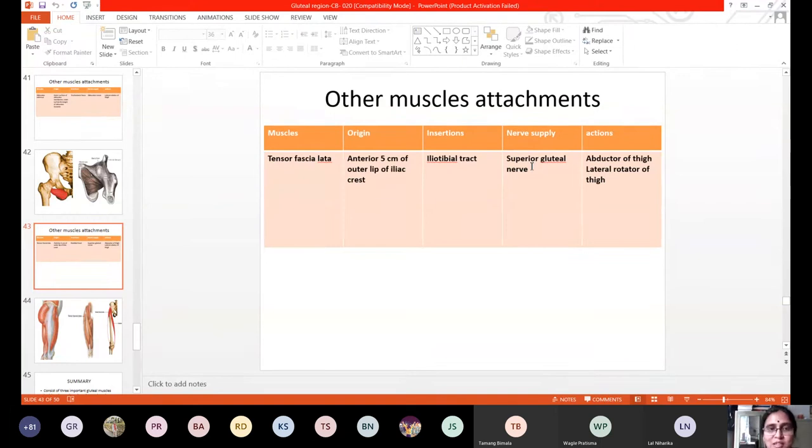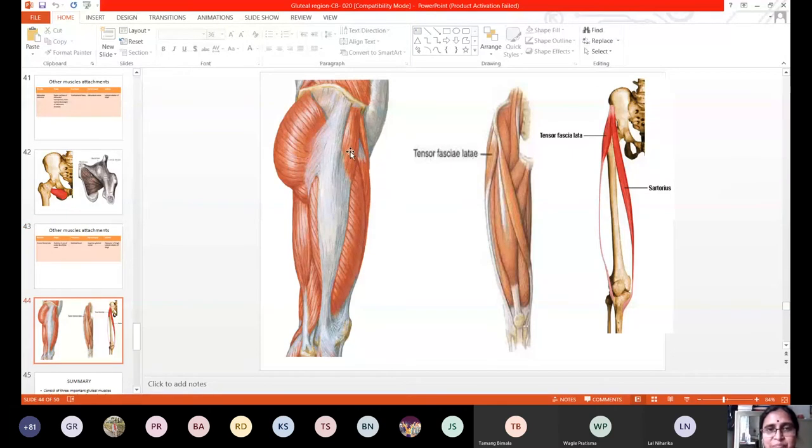This tensor fascia lata's action, as the name indicates, tenses which tract? Iliotibial tract, and thus via the iliotibial tract maintains the stability of which joint? Which joint lies here in our body? Knee joint. Very good. So the main action, a very important action which most of the time we ask in the exam, like identify the pinned structure, this muscle. You have to identify this as tensor fascia lata from the mentioned action. Action is it tenses the iliotibial tract and maintains the stability of which joint? Knee joint.